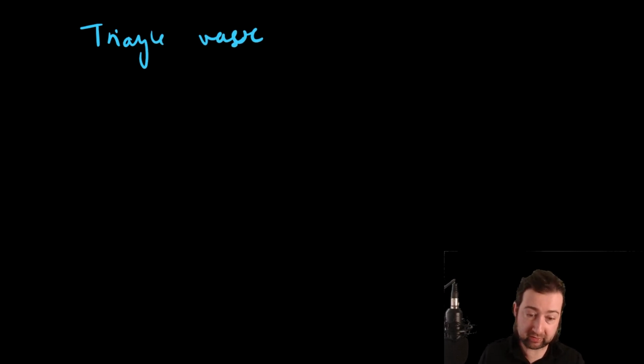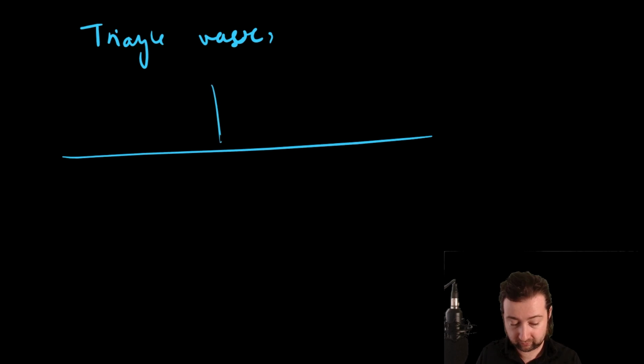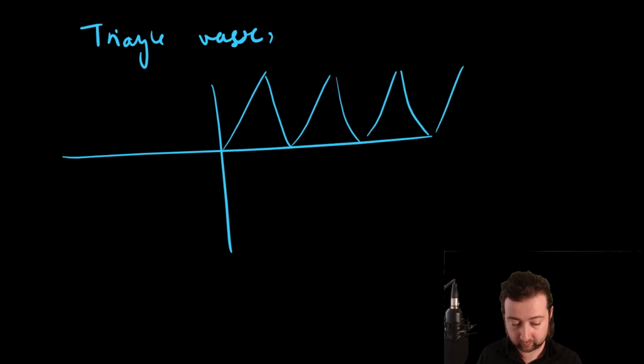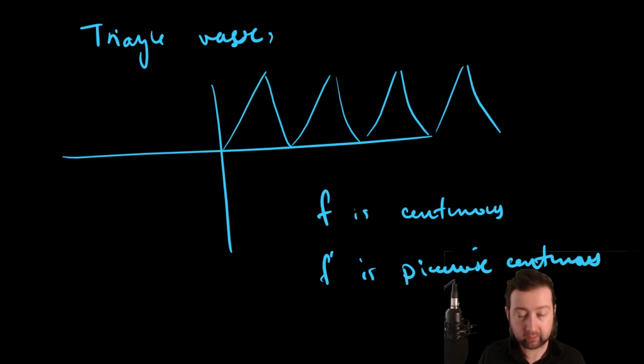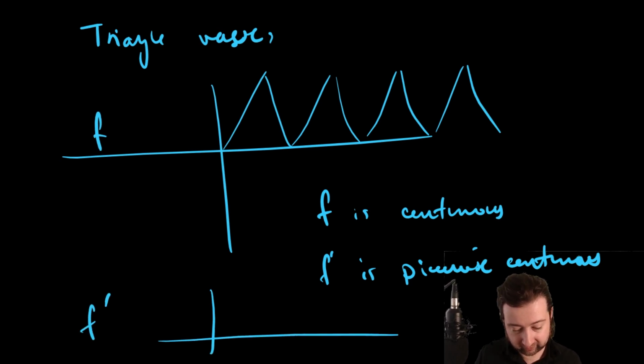The triangle wave, well, that function is continuous because we got something that looked like this. So f is continuous. And f prime is piecewise continuous. Because f prime is going to have values that look like this. If this is f, then f prime looks like this. It has slope 1 and then slope -1.